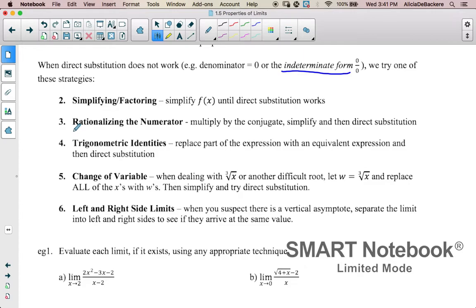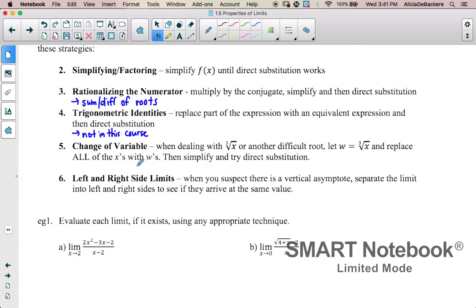All right, so special notes here. Rationalizing the numerator is typically when you've got a sum or a difference of roots. Trig identities, you're not going to see in this course, but in future calculus courses, that's going to come up. And I think that's it. We're going to take a look at examples with the other stuff.